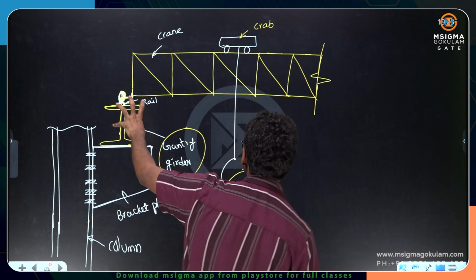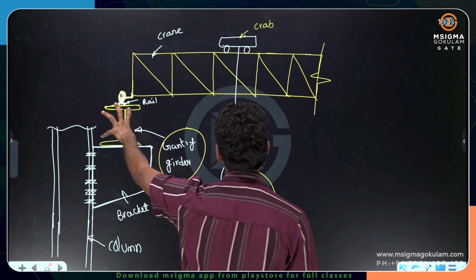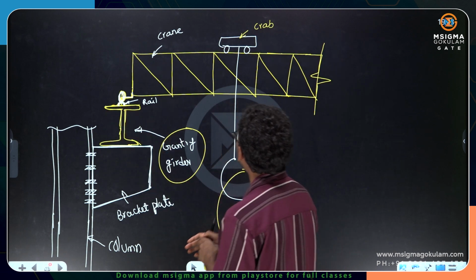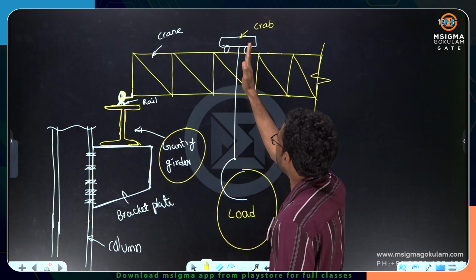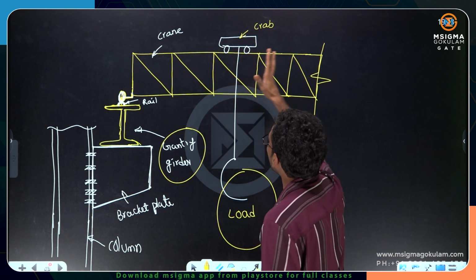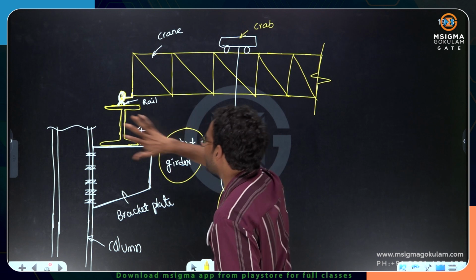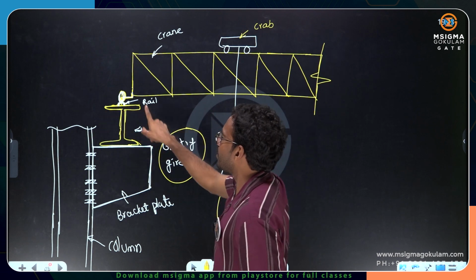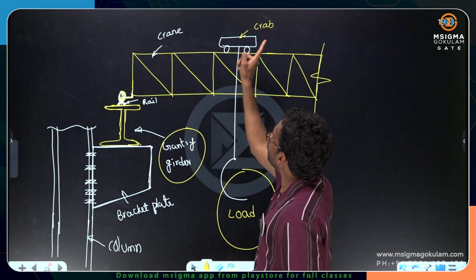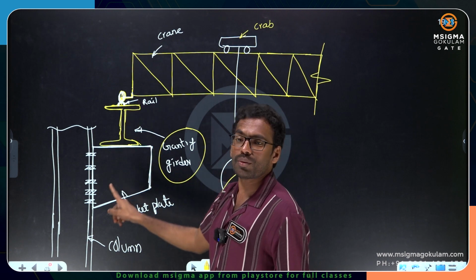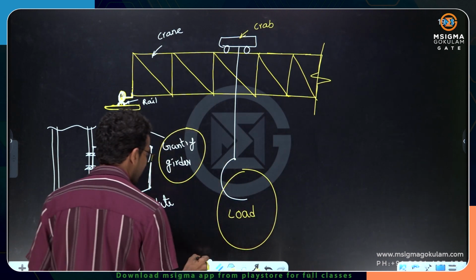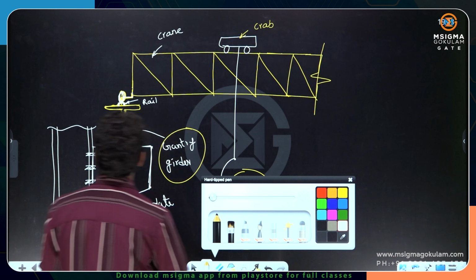So what are the loads acting on the gantry girder? Very important thing, my dear friends. When I apply the crab, look here, when I switch on, the crab moves. When the crab moves, it is going to cause lateral thrust onto the gantry girder. So crab movement is going to cause lateral load on the gantry girder. It's very important. This kind of questions they also ask in the exam.